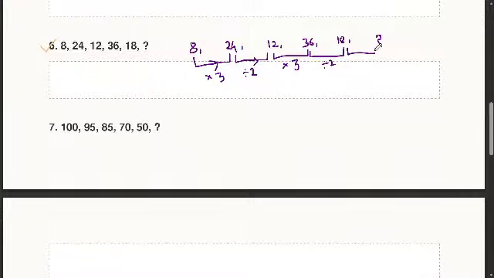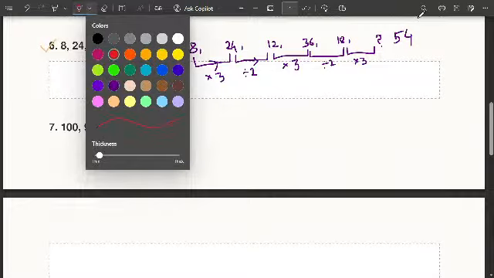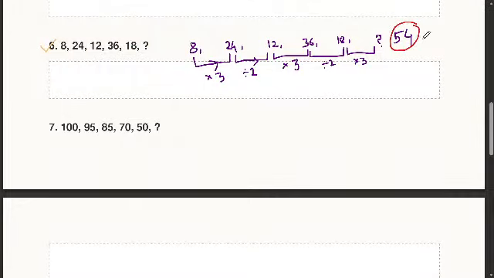Then what will be the next number? This will be multiplied by 3. This is the pattern. So you need to understand the pattern. You have to pay attention to the numbers, in which form they are. So 18 times 3, that is 54. Okay, so 54 is the correct answer here.